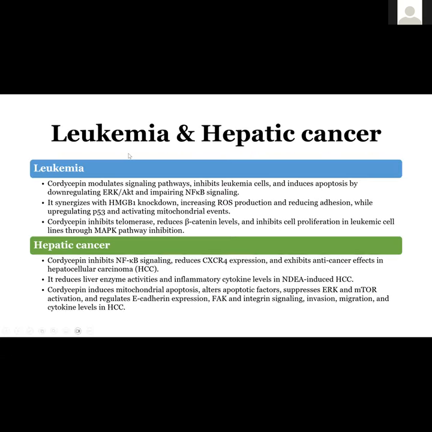Next, what are the effects of cordycepin on the leukemia and hepatic cancer cell? So in the leukemia, it modulates various signaling pathways like NF-kappa B signaling, and it also increases the ROS production and reduces adhesion and upregulates p53 molecule. Also, it inhibits the telomerase and regulates the MAP kinase pathway inhibition. Next, it causes hepatic cancer inhibition through NF-kappa B signaling and CXCR4 expression. It also reduces the liver enzyme activity and inflammatory cytokines.